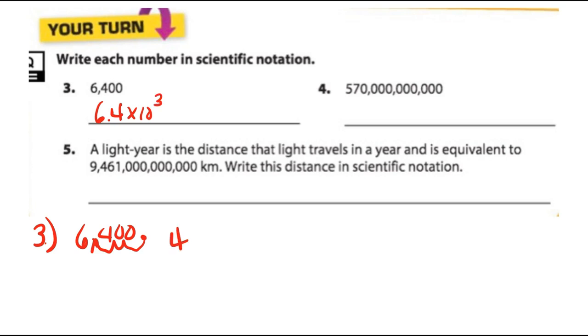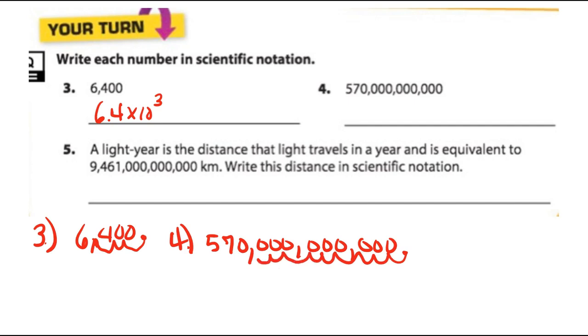Okay, number 4. It's 570 billion. Okay, so I move my decimal point, which starts at the end. 1, 2, 3, 4, 5, 6, 7, 8, 9, 10, 11, and I'm at 5.7. So it's 5.7 times 10 to, I moved it 11 places.